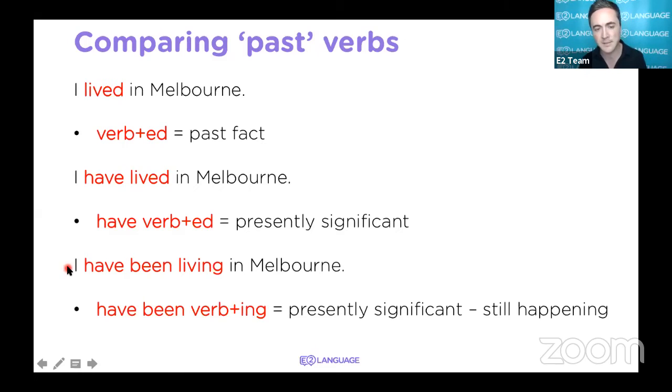Versus, I have been living in Melbourne. Here, you're still living in Melbourne. It's presently significant and it's still happening. You're still living in Melbourne. I've been living in Melbourne for 14 years, for example.